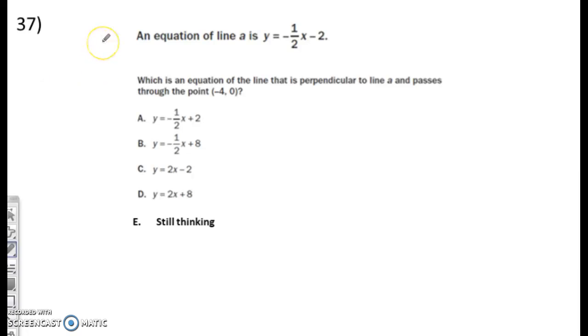An equation of a line is y equals negative 1/2 x minus 2, which is an equation of a line that is perpendicular to line A and passes through the point negative 4, 0.